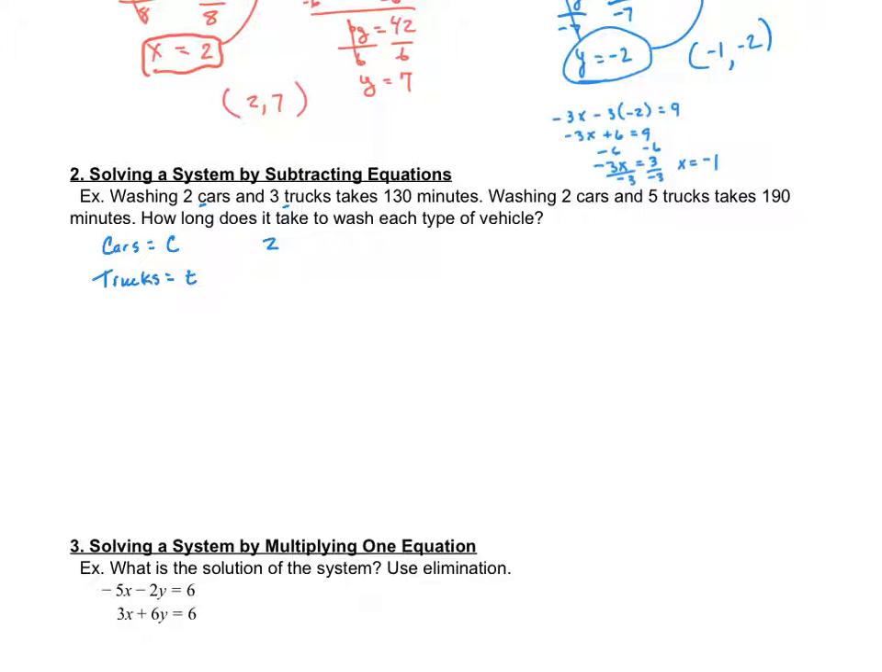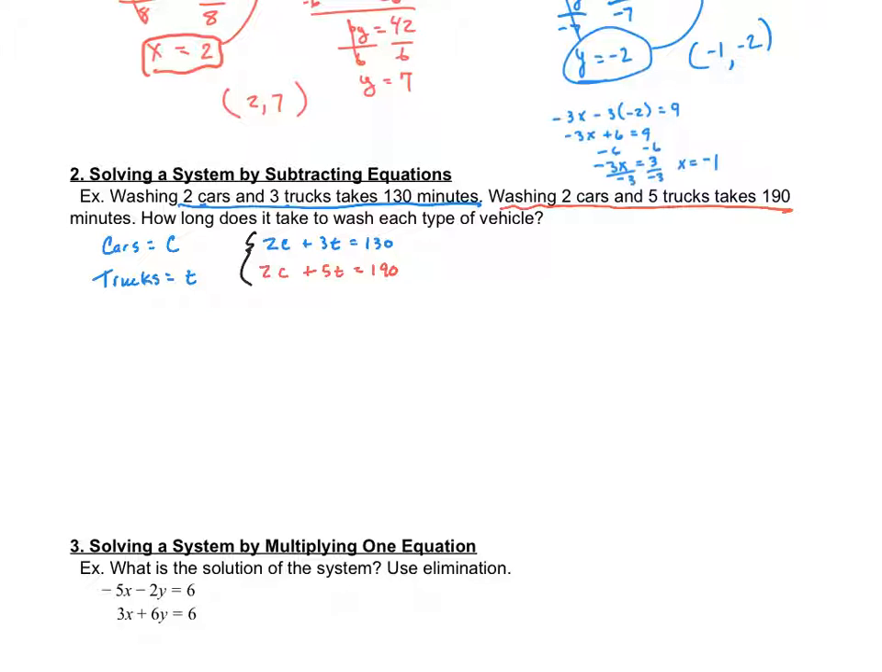So I have the first equation, 2C plus 3T equals 130. So that's 2 cars plus 3 trucks equals 130. And the second equation is washing 2 cars and 5 trucks. So I have 2C plus 5T equals 190. Okay, now, I'm sure a lot of you could tell me the answer without doing any math, but let's go ahead and do this.